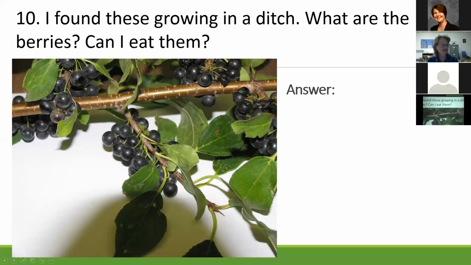But again, this looks like it could be a chokecherry. And she said, please repeat the name again. It's common buckthorn. Again, I'll say it, common buckthorn.